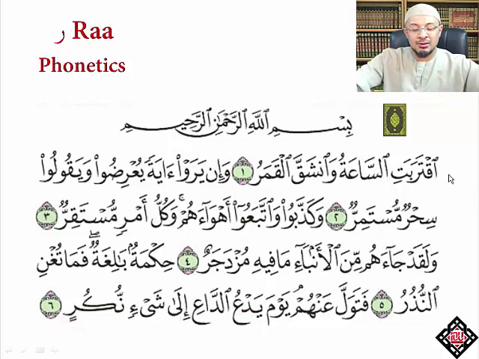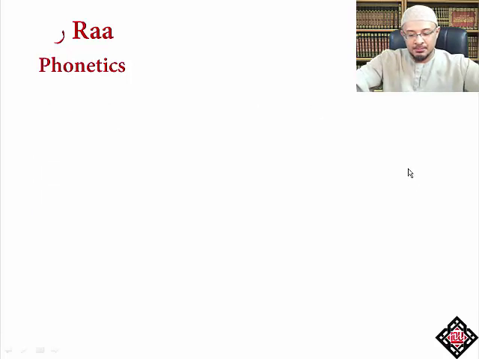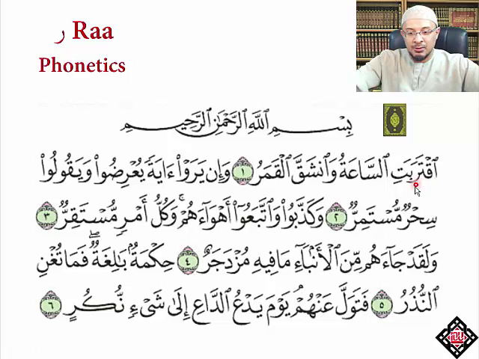So here we see that in this surah there are many ra's, some of which are light, but most are heavy. At the beginning, iqtarabat, this is the heavy ra. Al-qamar, وَإِن يَرَوْا, again, heavy. This is light. يُعْرِضُ, this is light. سِحْر, again, heavy.